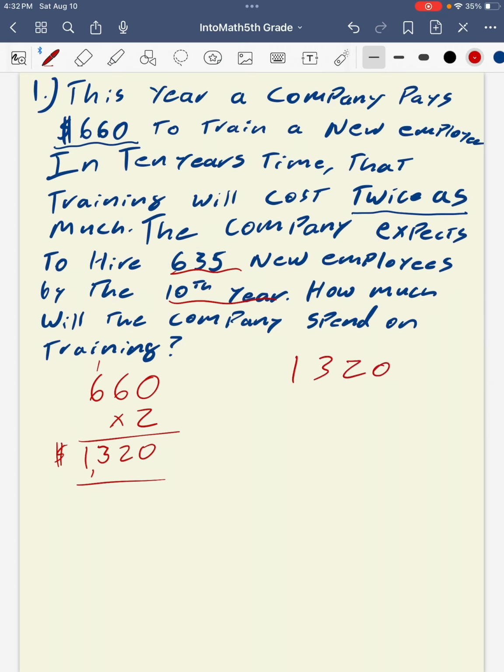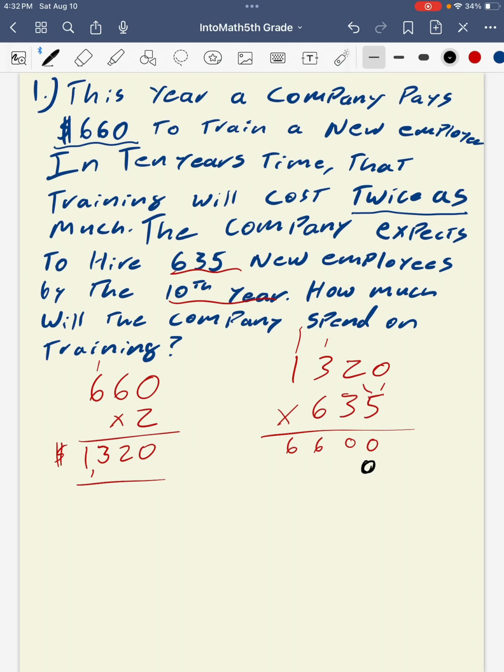Now, they anticipate that they are going to have 635 new employees on year 10. So we are going to multiply 635 times the 1,320 that it takes to train them to figure out how much the company is spending in total. Starting with my ones, 5 times 0 is 0. 5 times 2 is 10, carry my 1. 5 times 3 is 15 plus 1, makes it 16, carry my 1. 5 times 1 is 5, plus 1 is 6, for a total of 6,600.